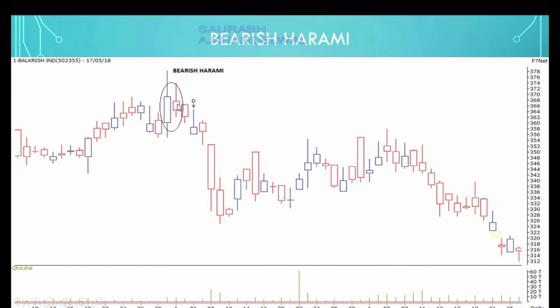Bearish harami pattern. A big white body followed by a small red body within the previous body of the candle. Again, a significant pattern. It shows bears are coming back in control, and you can see the price moving down. So these were some of the most important 2 candlestick patterns.